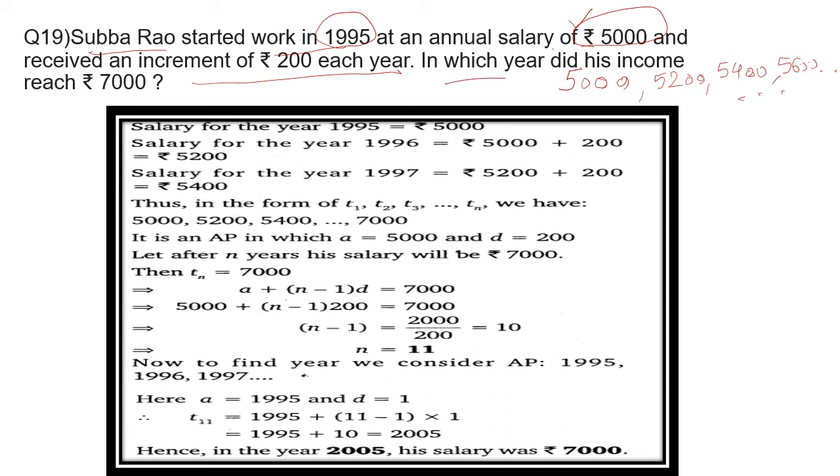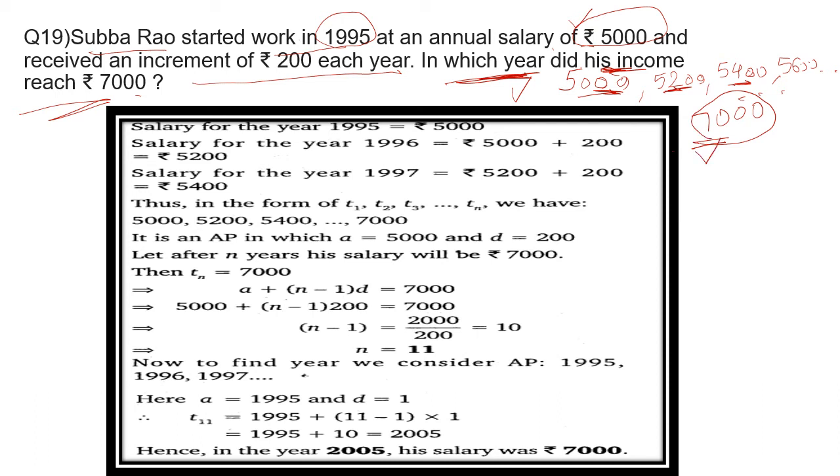What has been asked here is the year in which his income reaches 7,000. After some time the salary of Subba Rao will be equal to 7,000. In the first year it is 5,000, in the second year it is 5,200, in the third year it is 5,400, and so on. It will be 7,000 at some time.